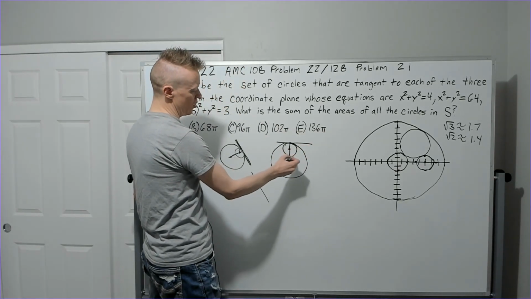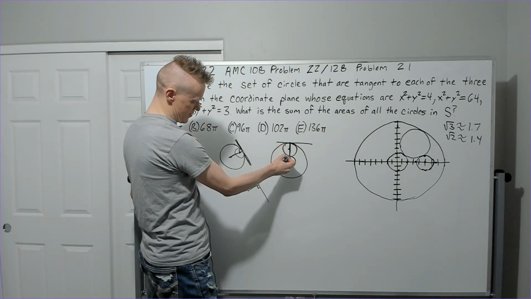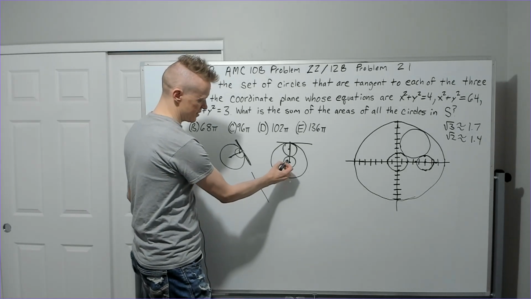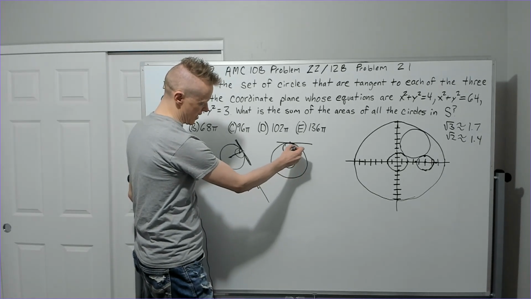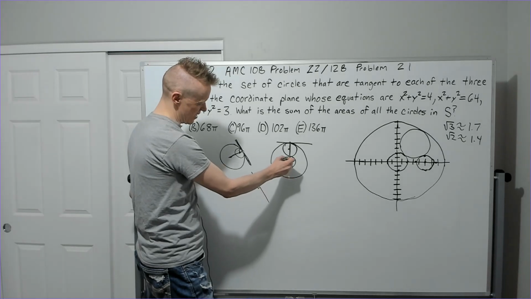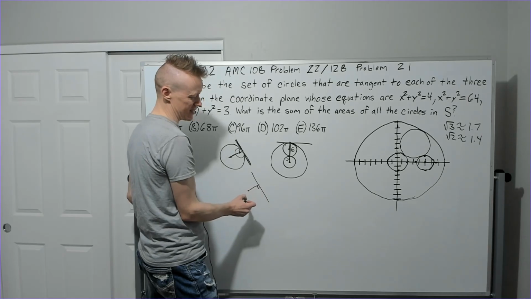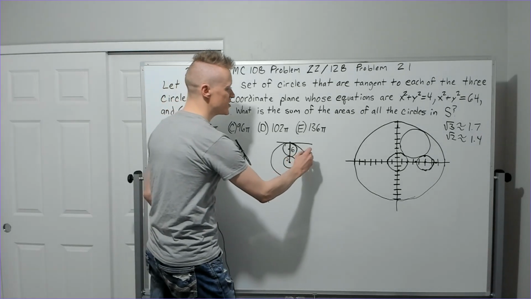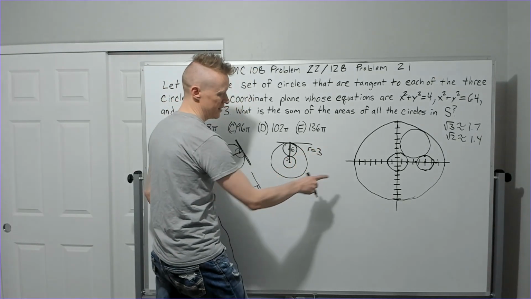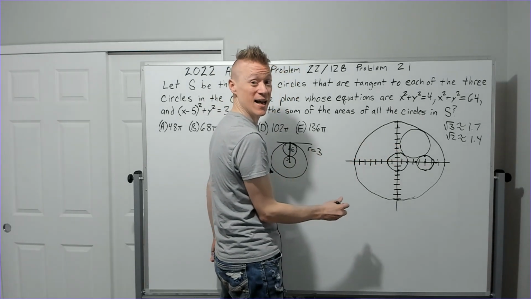We would then know, what is the radius of this circle here? Well, since this radius is 2 and the outer radius is 8, and I know we're hitting a point of tangency here, this distance here must be 6. That's a diameter though, so its radius would be 3. And that would be the radius of this one as well.